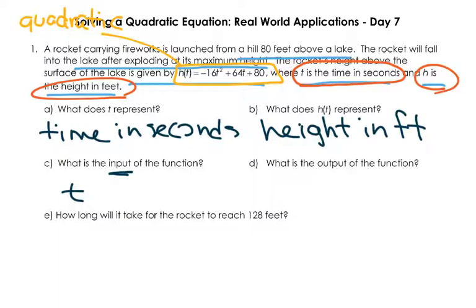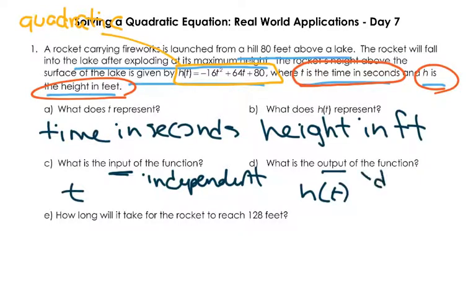Remember, inputs are independent variables, things that we can't change. We can't change time. And what is the output of the function? Well, here would be h of t, right? These are things that are dependent. So the height is dependent on the time. Now I'm going to move this up a little bit.